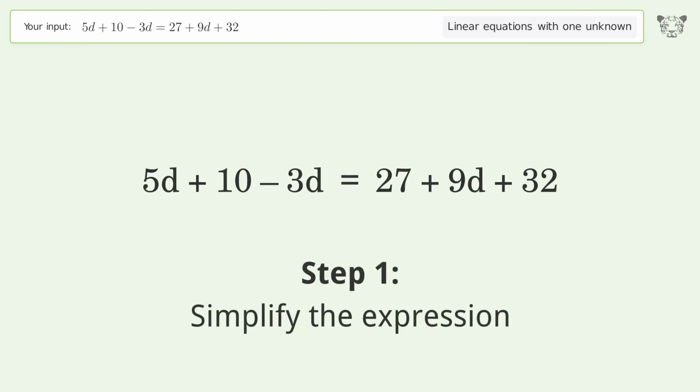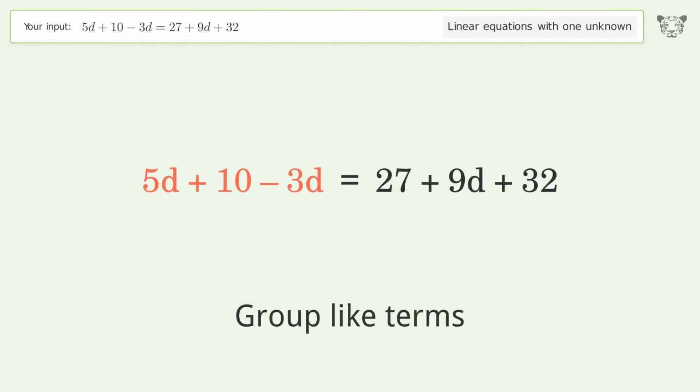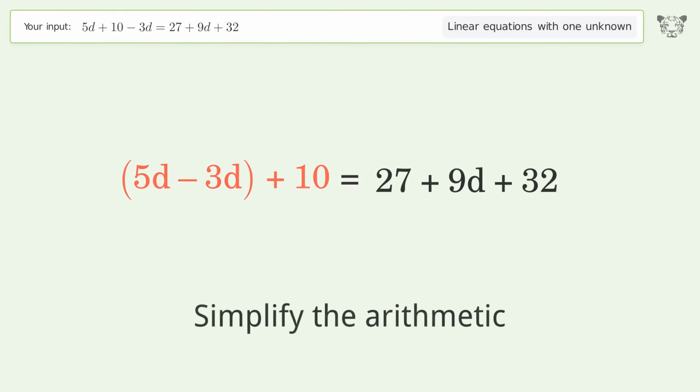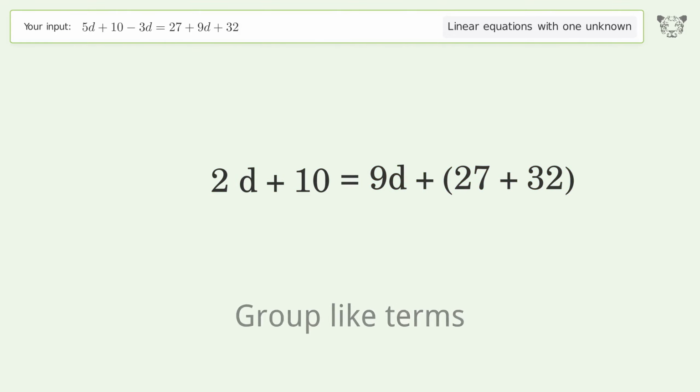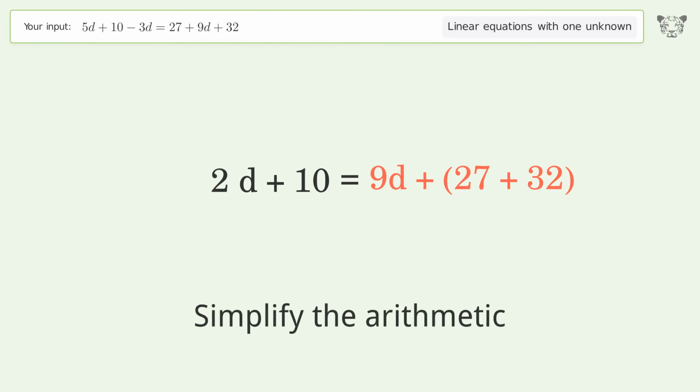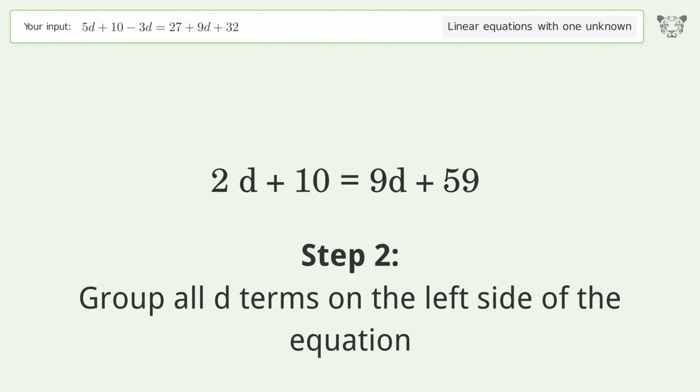Simplify the expression. Group like terms. Simplify the arithmetic. Group like terms. Simplify the arithmetic. Group all d terms on the left side of the equation.